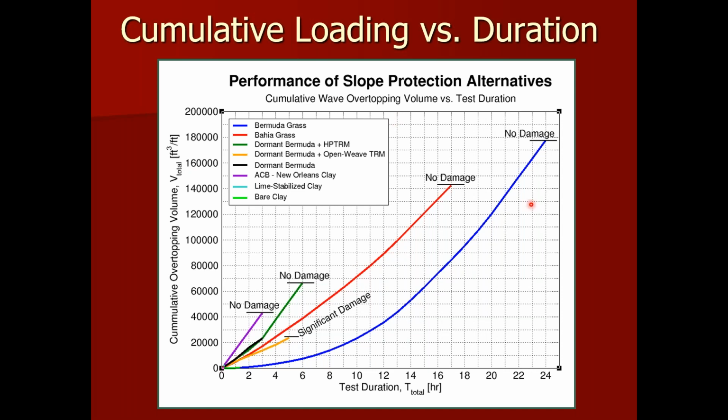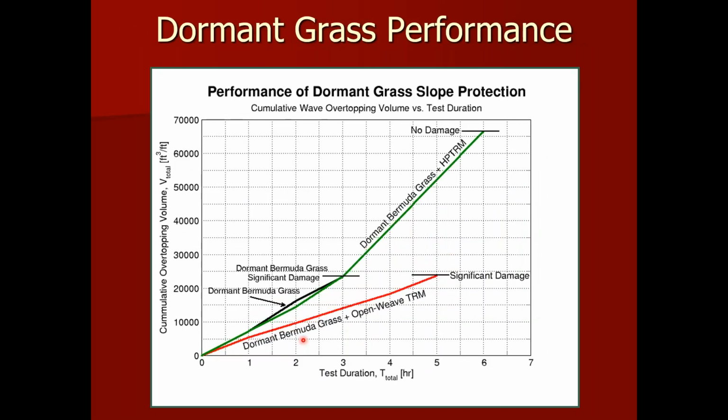So what that resulted in was a plot that showed no damage and significant damage for all the different techniques. The important part is down here at the bottom, where we have TRMs and no TRMs. What we found was that with an open weave TRM, meaning a light penetration that was very high, and grass by itself, there was no significant improvement, no real change in overtopping volume, the amount of water, the load essentially that could be put on that system.